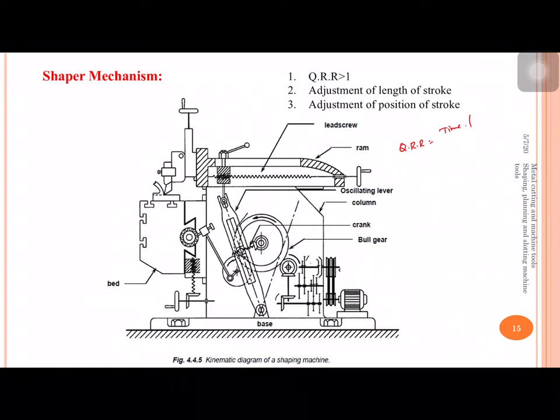That is time taken for forward stroke to time for return stroke. So this is always greater than 1 because the forward stroke is nothing but the cutting stroke. So where it requires more time to do the cutting operation. Whereas return stroke is called as the ideal stroke, where not much time is required to come back to the initial position. So if we have this quick return ratio greater than 1, then productivity will be increased.